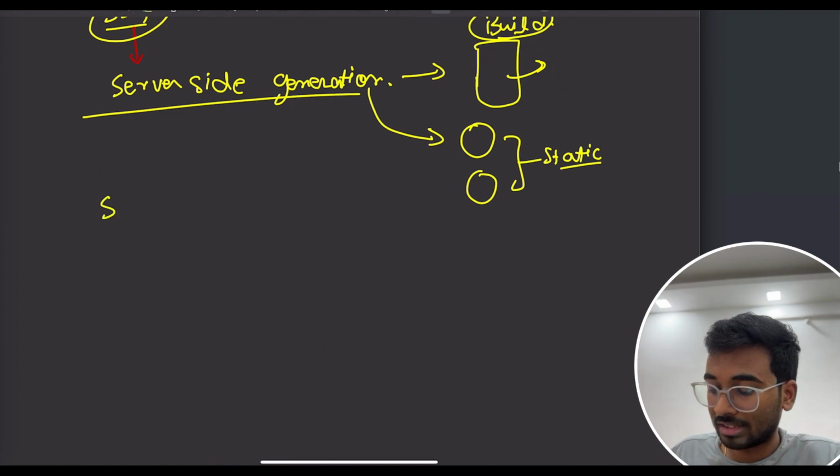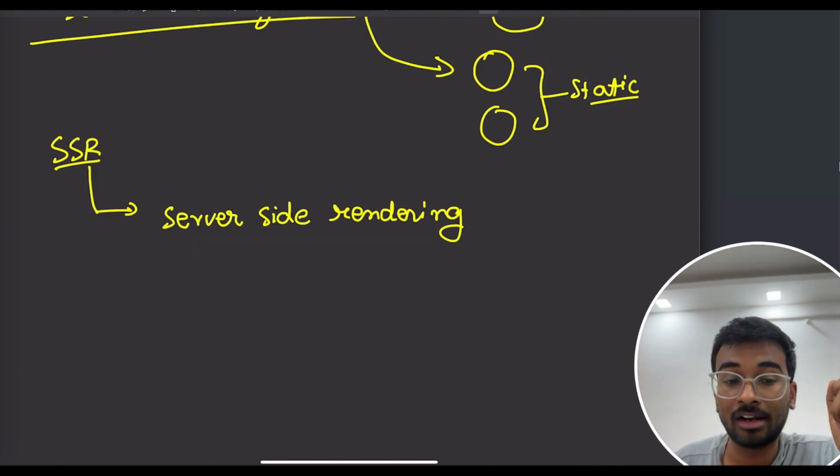Now let's talk about SSR. SSR means server side rendering, and server side rendering means that you're actively generating the pages on the server. Where it is helpful is basically you have a blog, right? And the blog needs to be rendered.